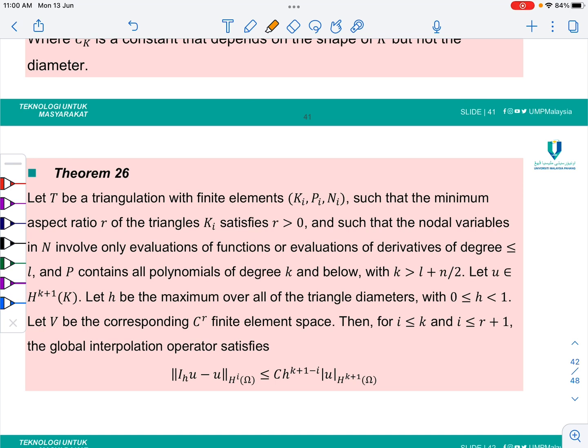V is the corresponding finite element space. Then for i less than or equal to k and i less than or equal to r plus 1, the global interpolation operator satisfies this boundedness. The norm of the interpolation of u minus u in H^i is less than a constant times h^{k+1-i} times the seminorm of u in H^{k+1}.